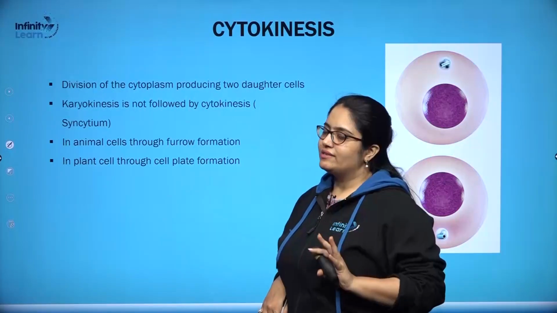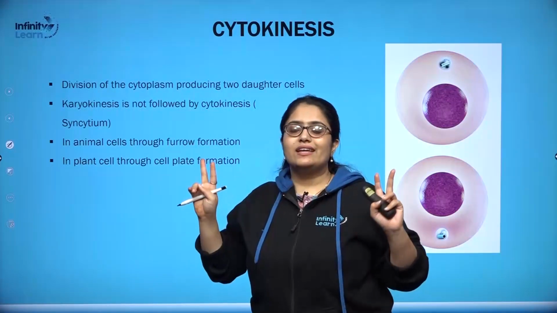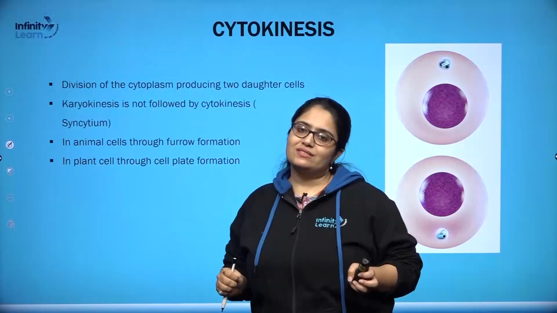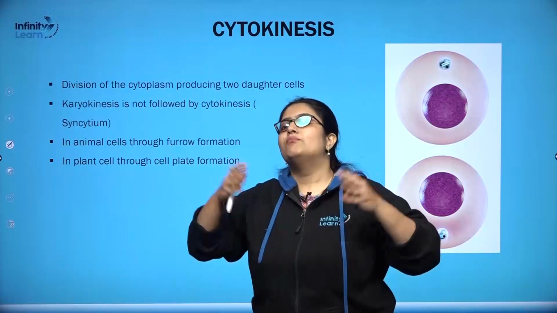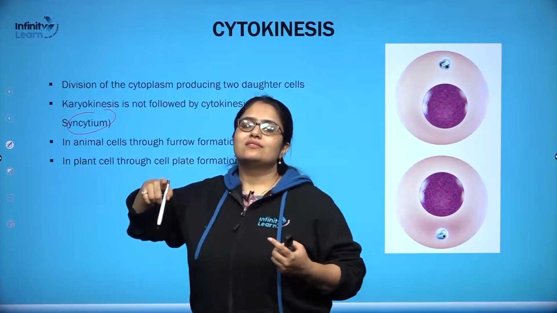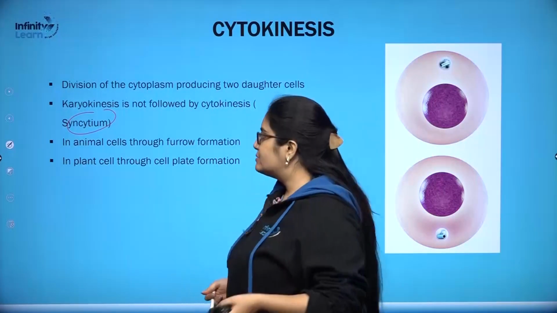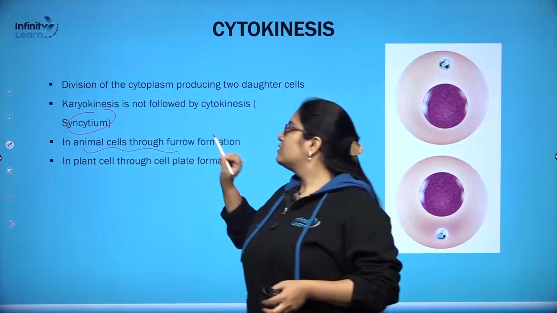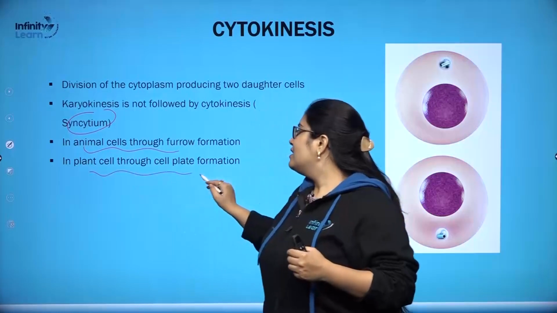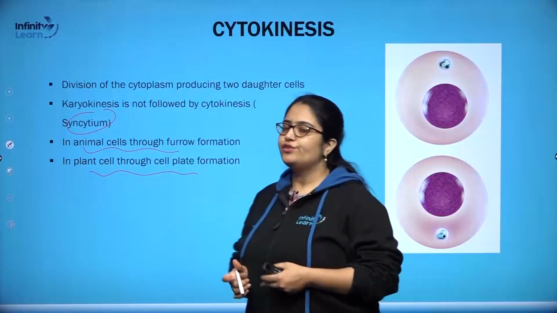Usually, my dear students, cytokinesis takes place after karyokinesis, but there are some conditions, like in the case of coenocytic or syncytium condition, where karyokinesis is not followed by cytokinesis. As a result, in a single cell there are multiple nuclei. So syncytium or coenocytic is the condition when karyokinesis is not followed by cytokinesis. In animal cells, cytokinesis takes place with the help of furrow formation, and in plant cells through cell plate formation. These are a few important points you have got to remember.